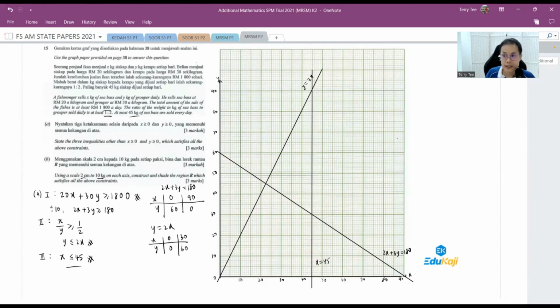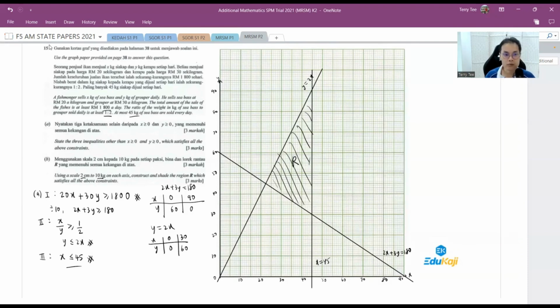Okay, now that I've got three lines, the question says you need to construct and shade the region R, right? Now the first one is greater than or equal to 180. That means it must be above this first line. Second one is below y equals 2x. The third one is less than or equal to 45, so it's inside this region. It's up to you how you want to shade it. For this case, I think I'd better just use normal shading like this. Although it looks a bit ugly, right? And label it with the region R.